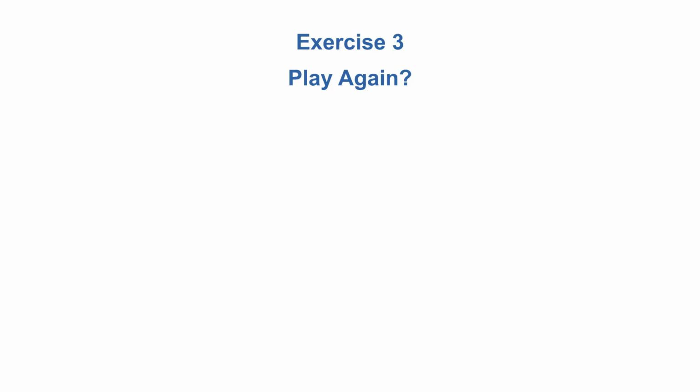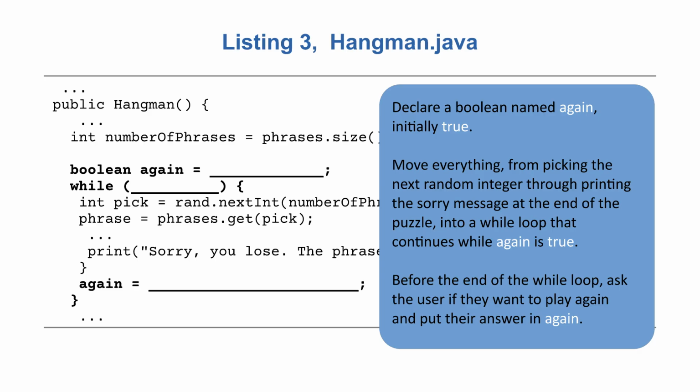Next, let's ask the user if they want to play again after the puzzle is solved. Exercise 3, play again. Declare a Boolean named again, initially true. Move everything from picking the next random integer through printing the sorry message at the end of the puzzle into a while loop that continues while again is true.